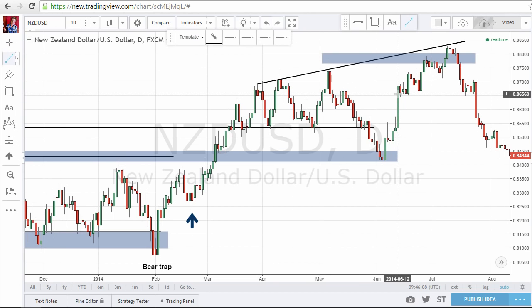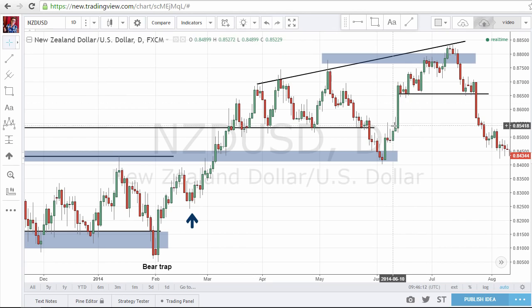Then again, we can draw a support line here. You can see after this strong trend, we consolidated. We moved back into the lows here. After we found support, we moved back into the highs. But then on the way down, we consolidated.